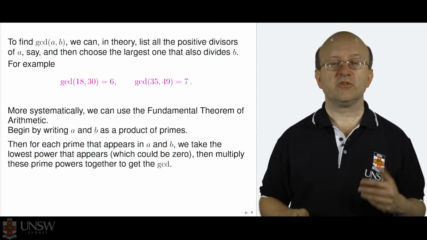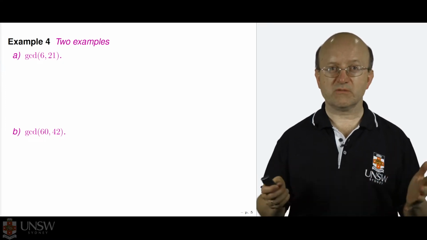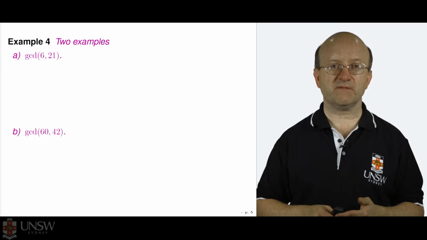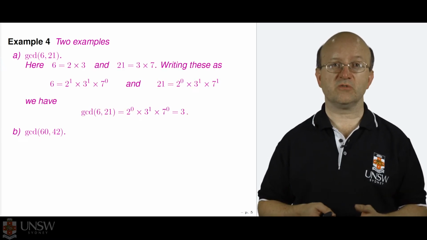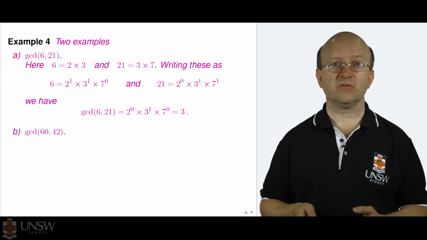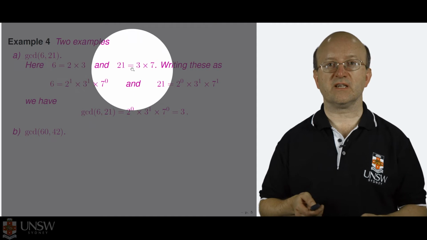So here are two examples. I invite you to pause the video and work out the GCD by the method I've just given you. So, you've done that, you'll find that these are the two prime factorizations you want. You find that 6 is 2 times 3, and 21 is 3 times 7.